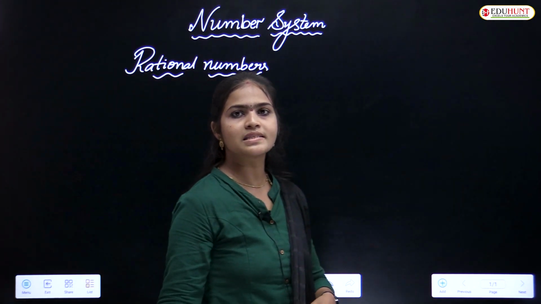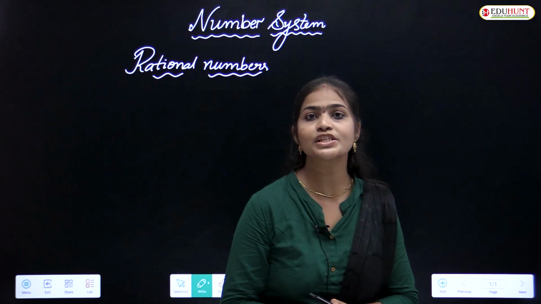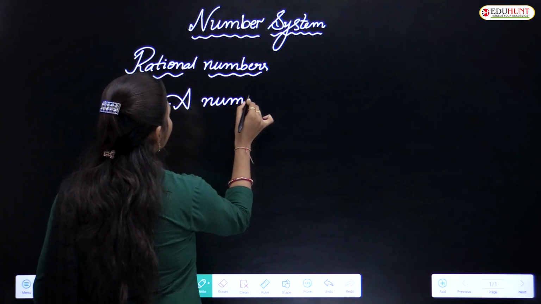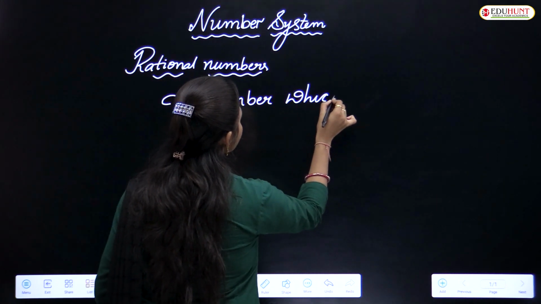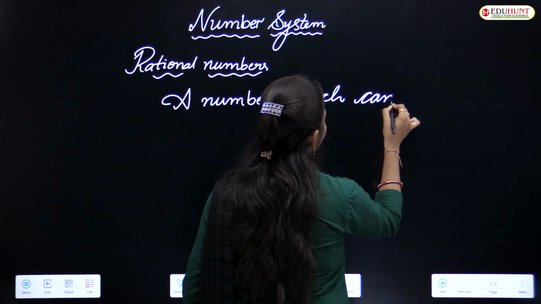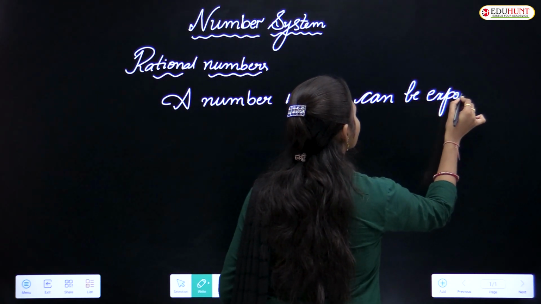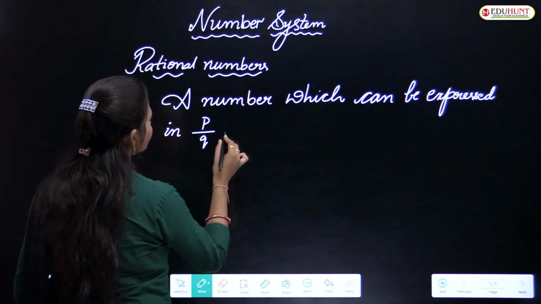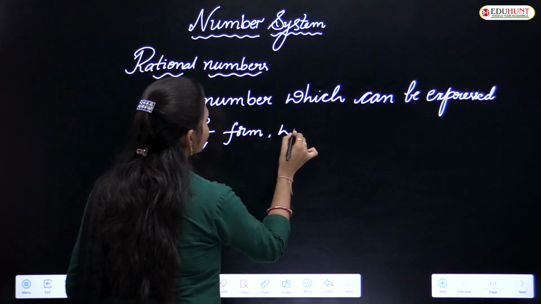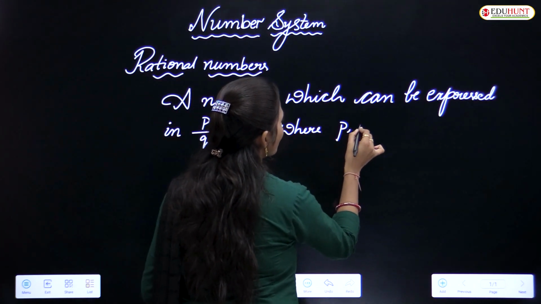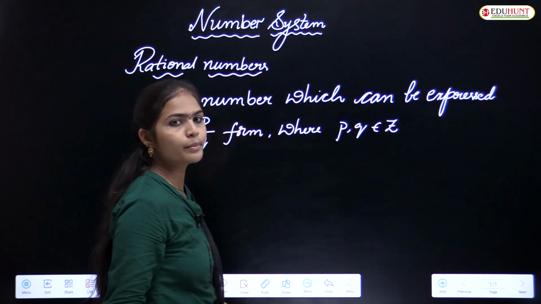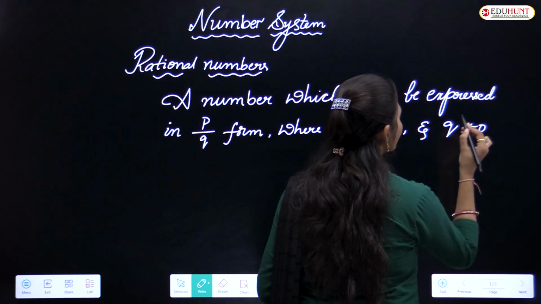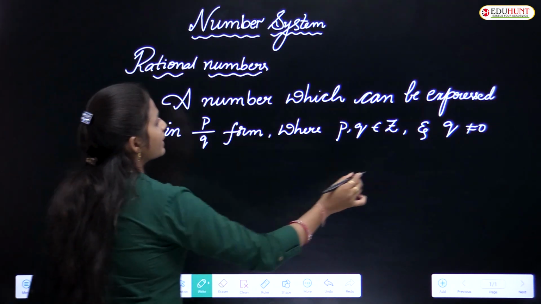So what about irrational numbers? A number which can be expressed in P by Q form, where P comma Q belongs to Z, which means integers, and Q not equal to 0, is called a rational number.